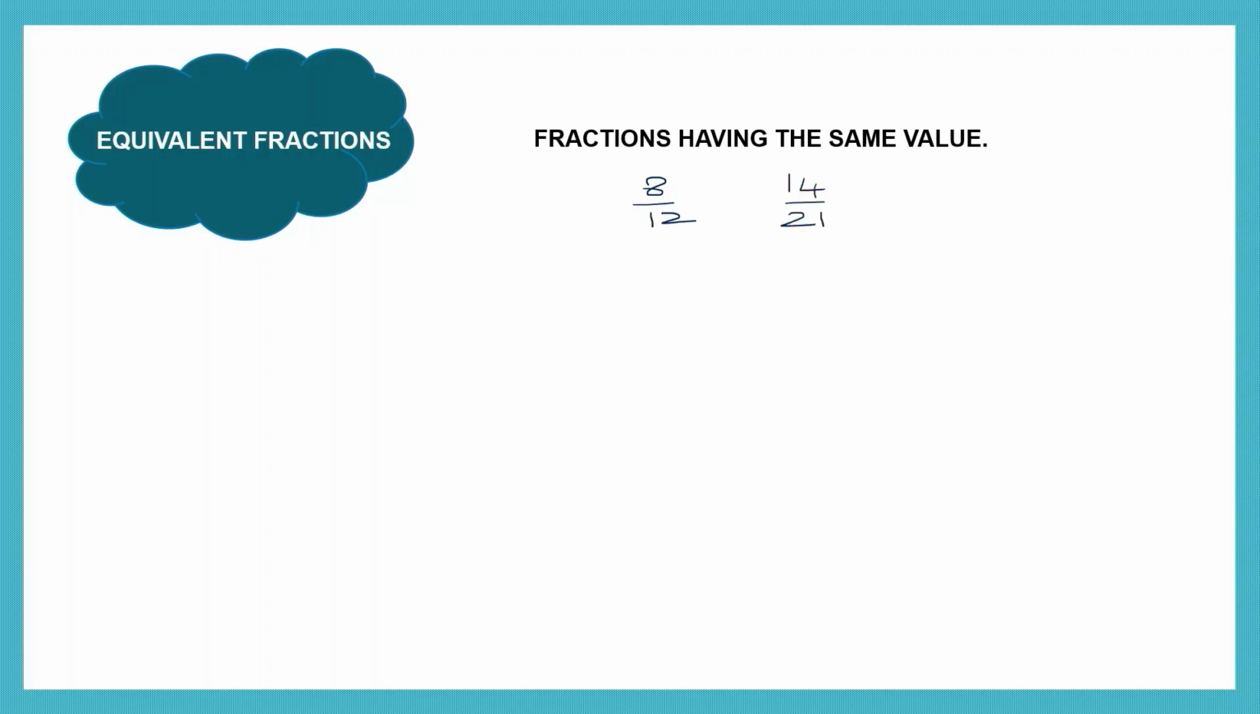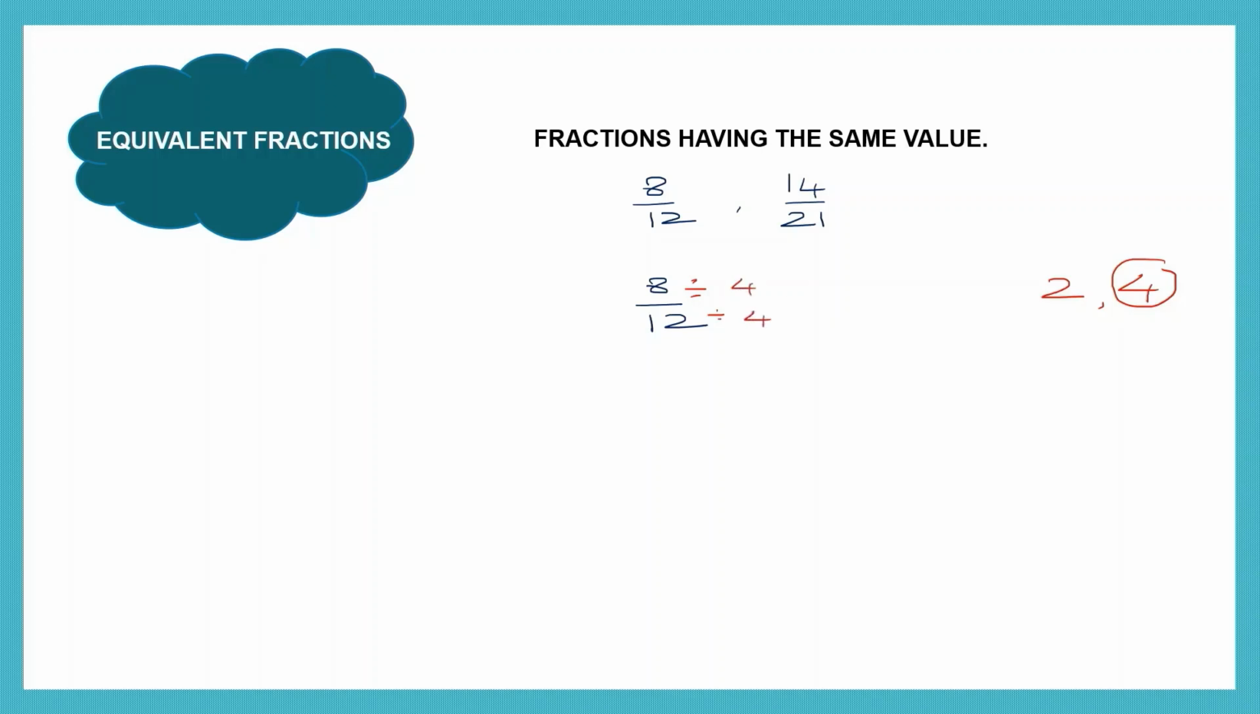Now let's reduce these two fractions to the lowest term. So the first one is 8 by 12. Let's reduce it to the lowest term. Both 8 and 12 are in the tables of 2. They're also in the tables of 4. So both 2 and 4 are the common factors of 8 by 12. Let's use the highest common factor, that is 4. So we're going to divide both by 4.